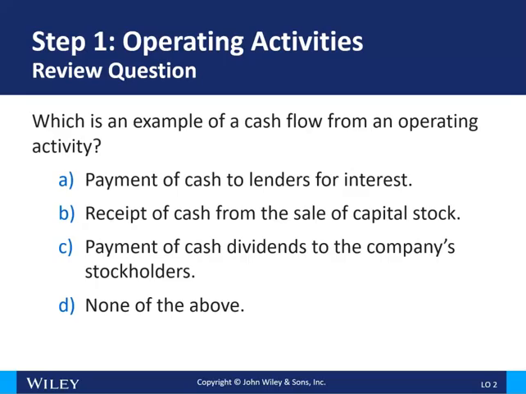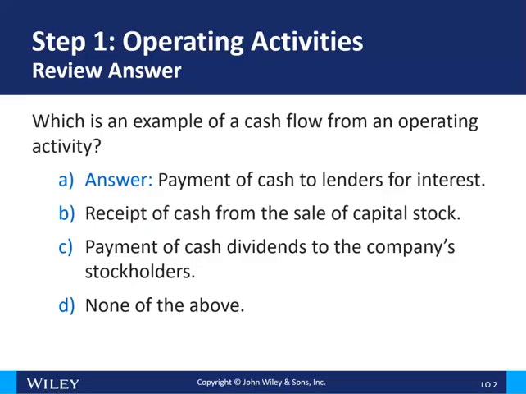Quick review question. Which is an example of a cash flow from operating activity? Payment of cash to lenders for interest, receipt of cash from the sale of capital stock, payment of cash dividends to the company's stockholders, or none of the above? The answer is A, payment of cash to lenders for interest.